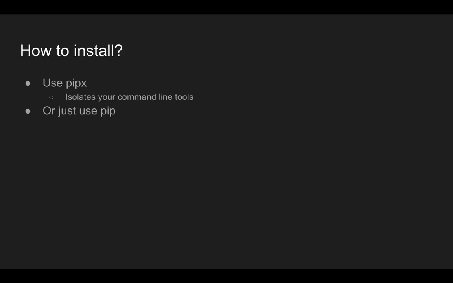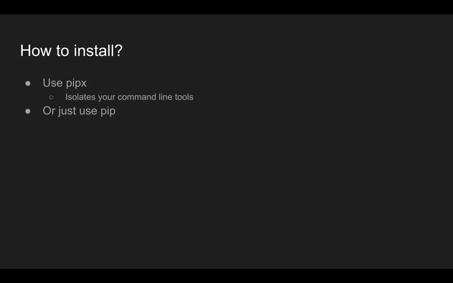And pipx is another Python package that is used to isolate command line tools that you want to be globally available. So if you want to install the AWS CLI, if you want to install something that you're going to be using across the board all the time and you always want it available, install it using pipx. It gives you an isolated sandbox for that one single command line tool, but makes it globally available.